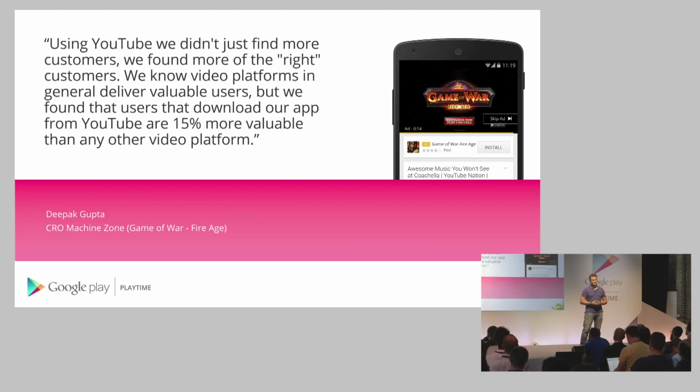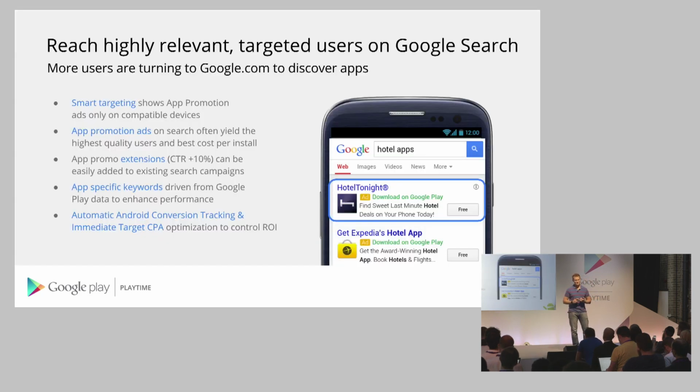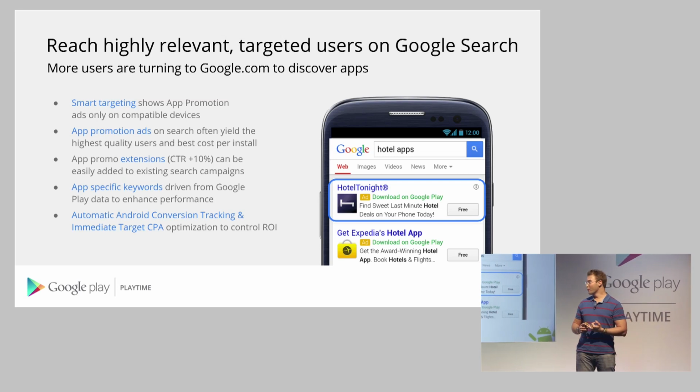Game of War: Fire Age was developed by Machine Zone. It was a top-grossing app on iOS and Android. The goal for them when they started their YouTube campaigns was to drive a high volume of engaged users to install their app and play their game. Once they launched those campaigns and the results were in, they figured out that the users coming from YouTube were 15% more valuable than those from any other video platform. YouTube is an incredibly powerful platform to use. It can be used for both branding and performance. Performance and Google search. The two words are very synonymous.